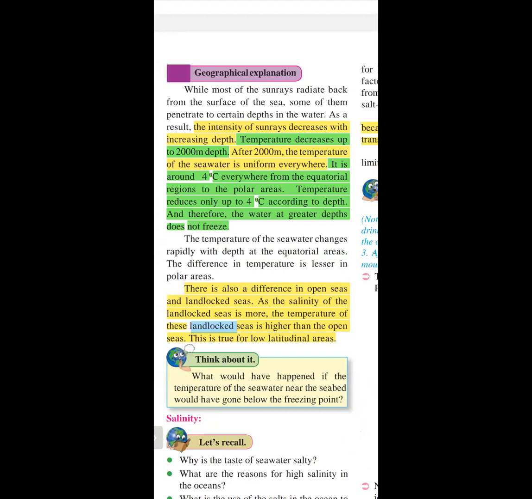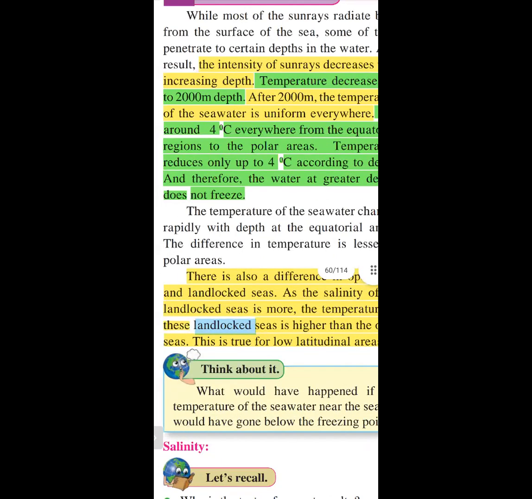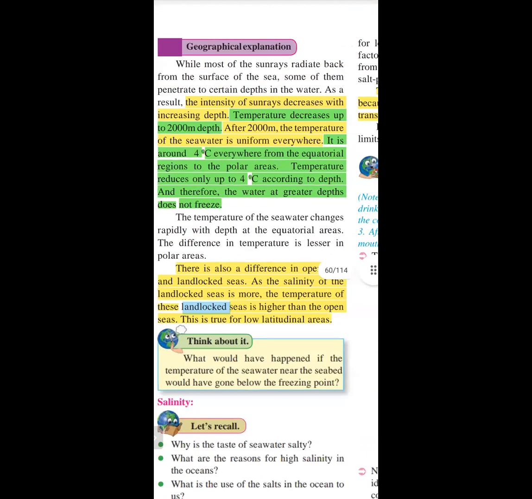The temperature of the seawater changes rapidly with the depth in the equatorial areas, and the temperature difference is less in polar areas. That is the first point of this question. There are no colors or markings there. The temperature of the seawater in that paragraph is the first point.